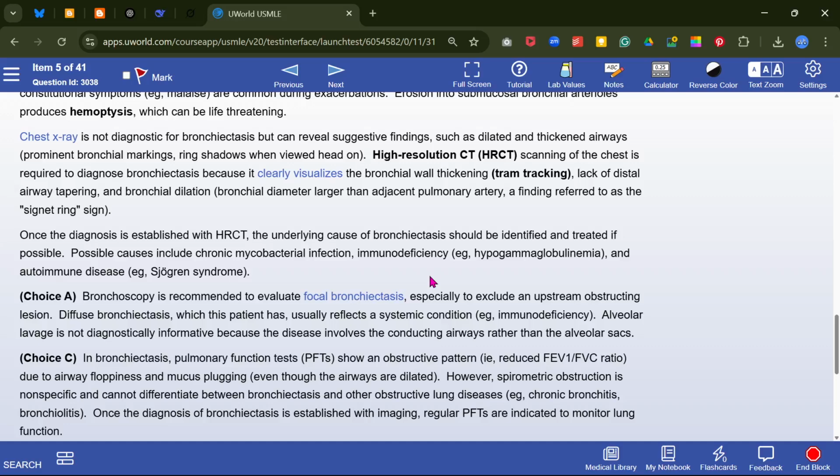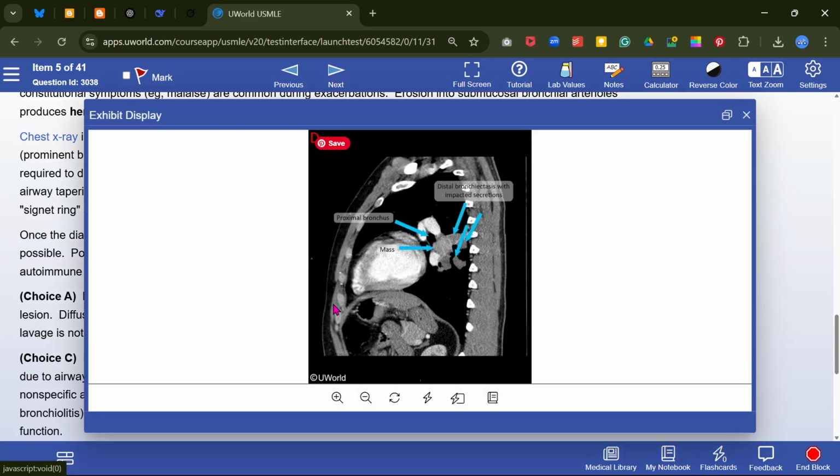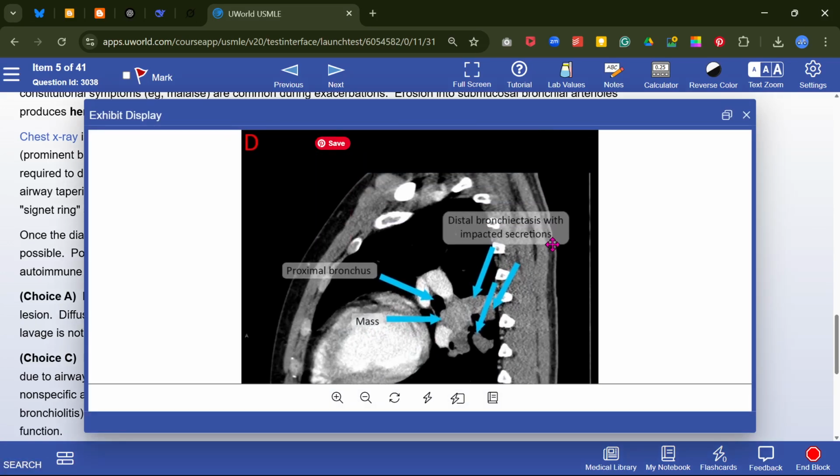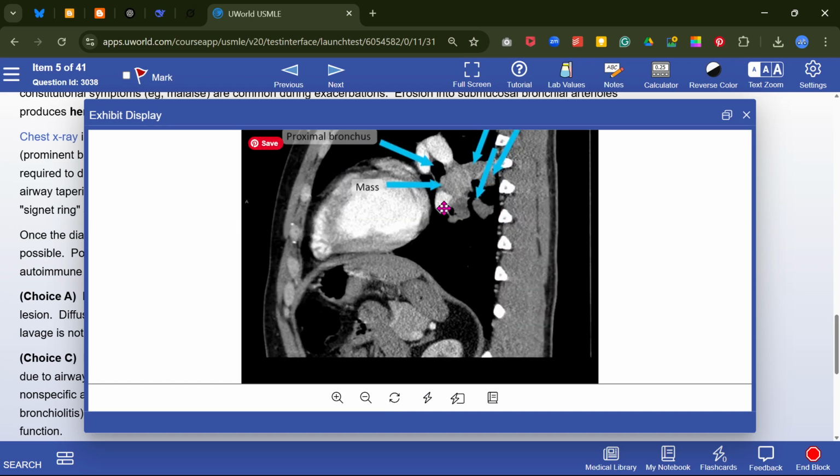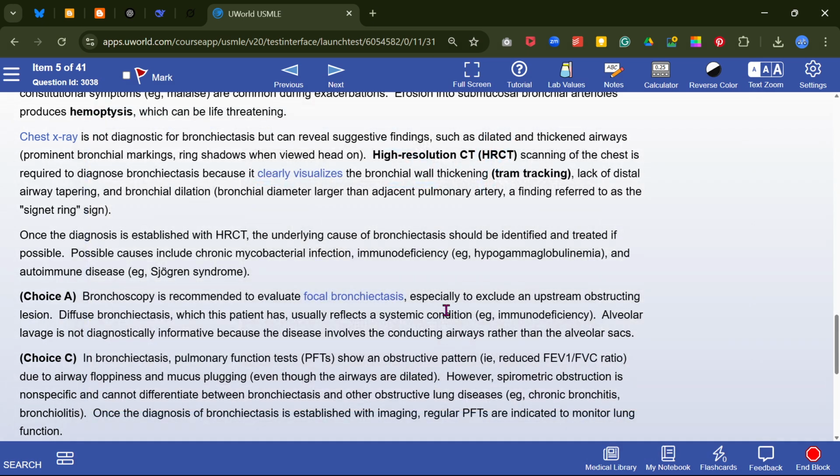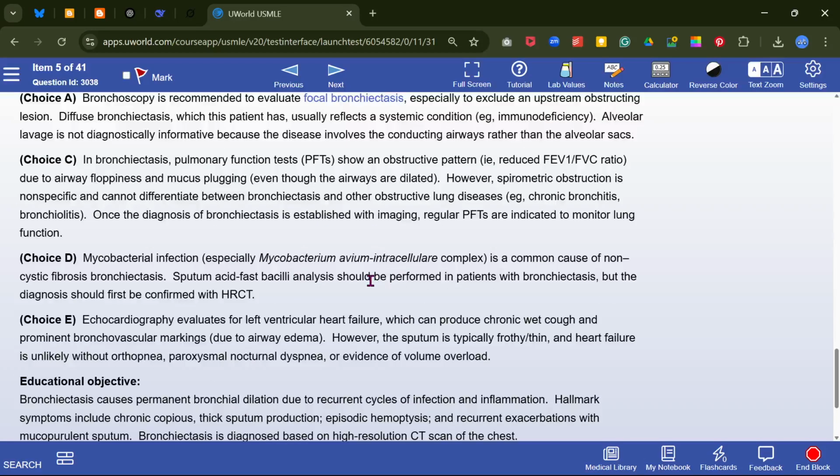Okay, HRCT is what we use to diagnose. Bronchoscopy is actually recommended to evaluate focal bronchiectasis, a distal bronchiectasis, and impacted secretion. If there is focal bronchiectasis, go for bronchoscopy.